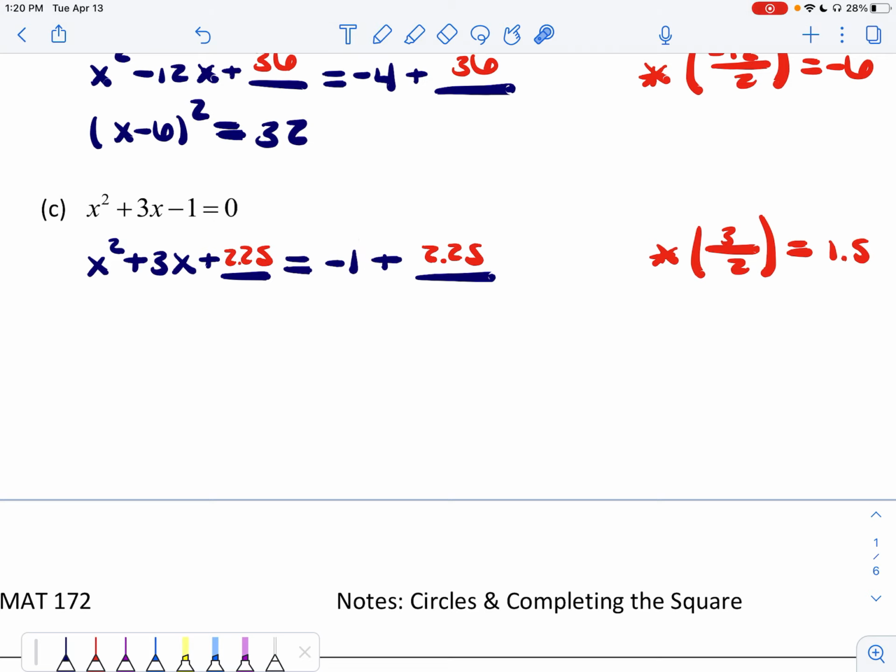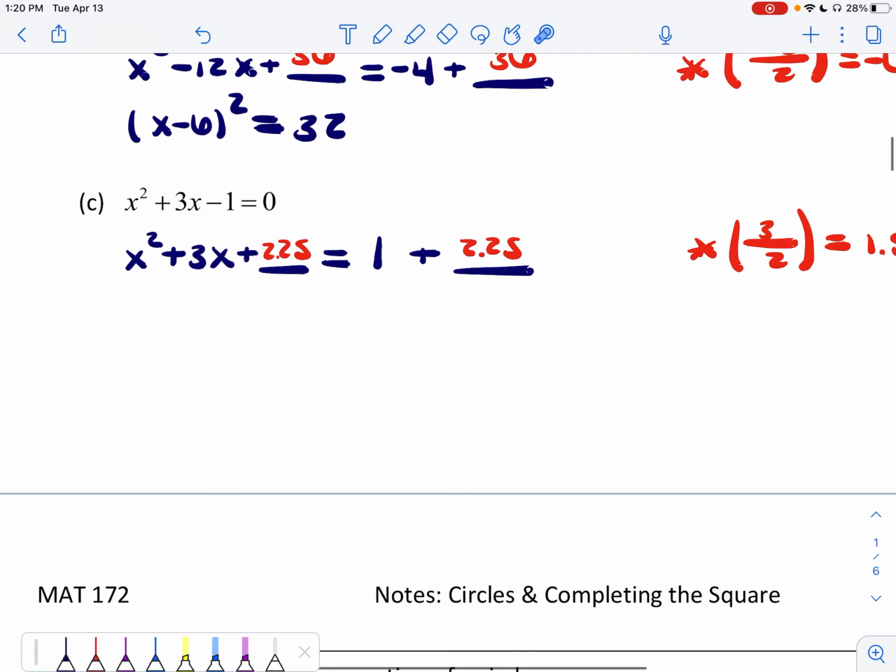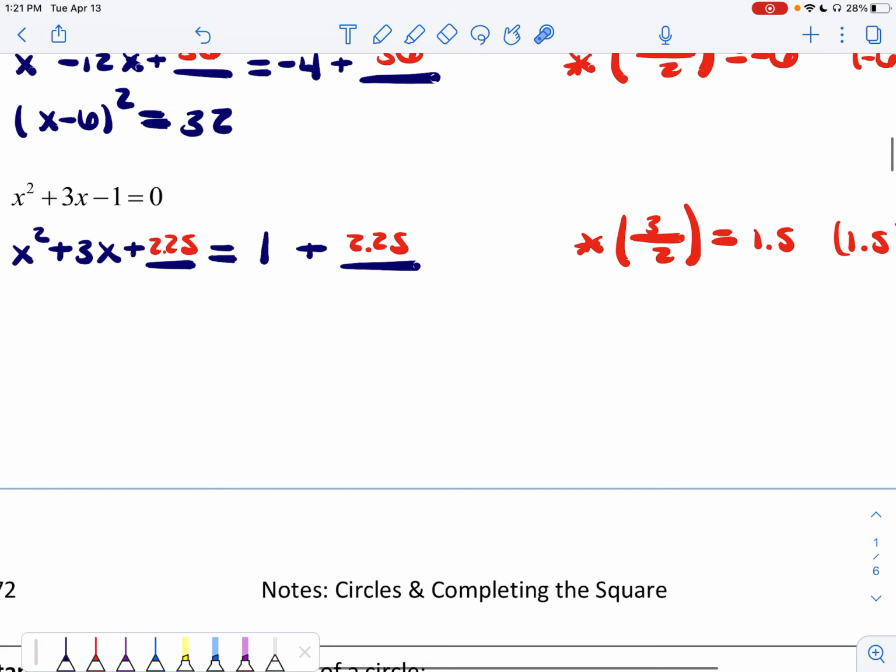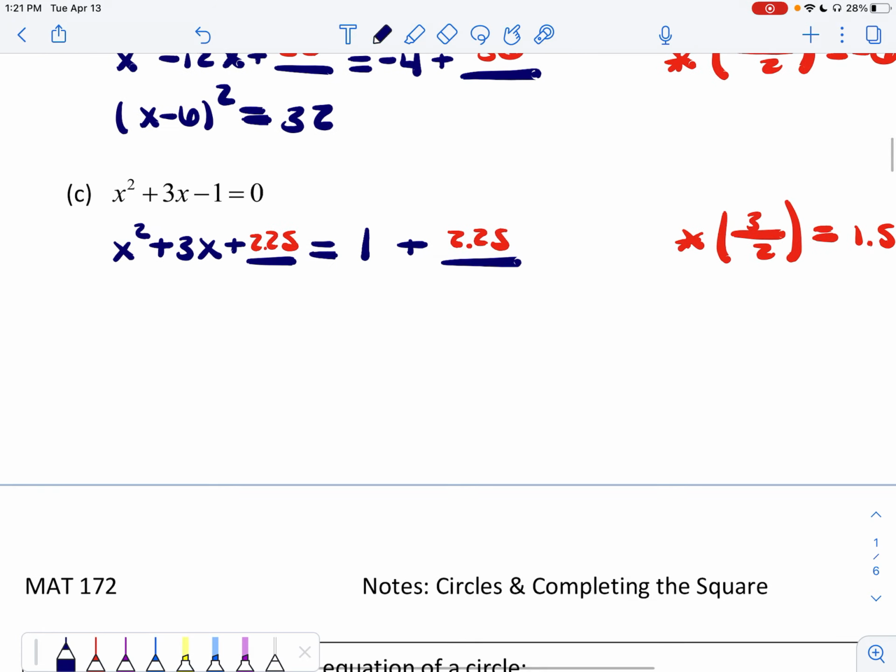It should be a positive one. Okay. Sorry about that. It should be a positive one right there. Okay. So then, factoring this, we're going to have a 1.5 in our factor here. So this is x plus 1.5 quantity squared is equal to 3.25.